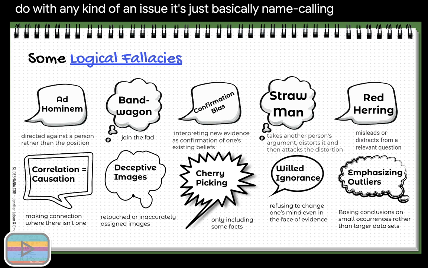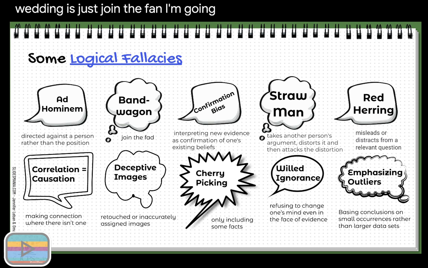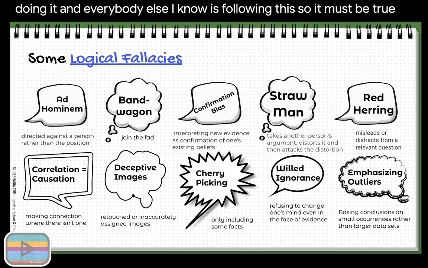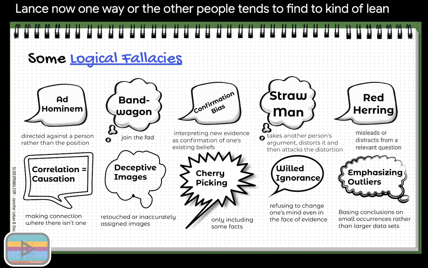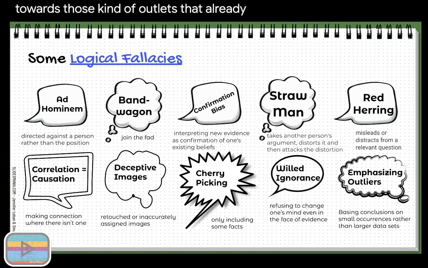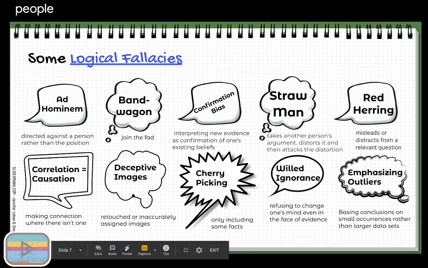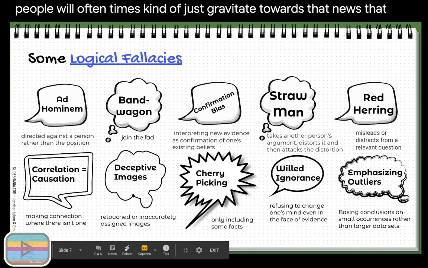Bandwagoning is just joining the fad. I'm going to join on because everybody else is doing it and everybody else I know is following this, so it must be true. Confirmation bias, we see that a lot, like with our news that has slants now, one way or the other. People tend to lean towards those outlets that already agree with what they think. So rather than looking at any kind of balanced, objective news, people will oftentimes gravitate towards that news that is reflective of what they already think.